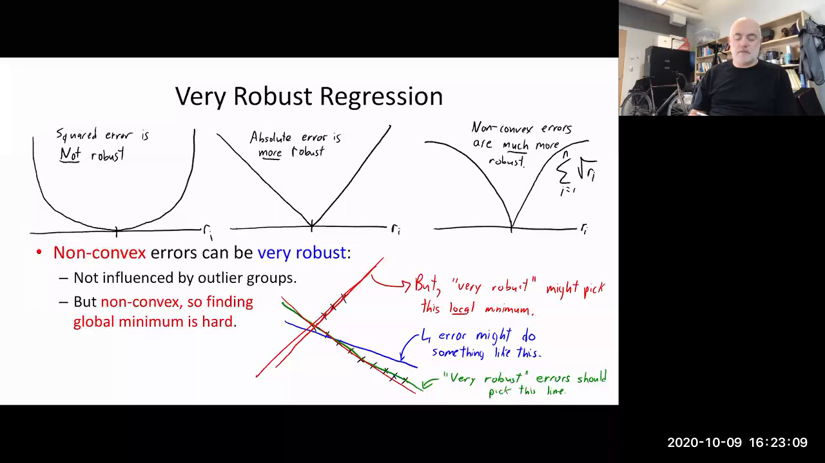What exactly does robust mean in this context? The only notion of robustness that we're using is that residuals that are far away from 0 are not heavily penalized, right?